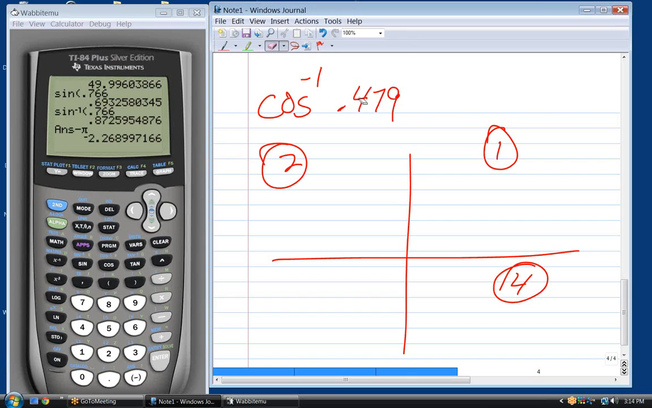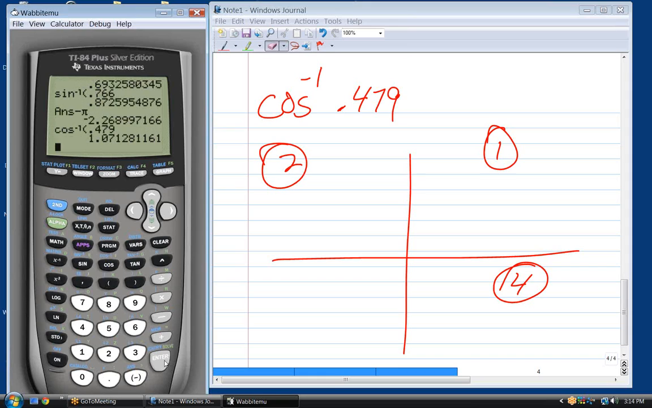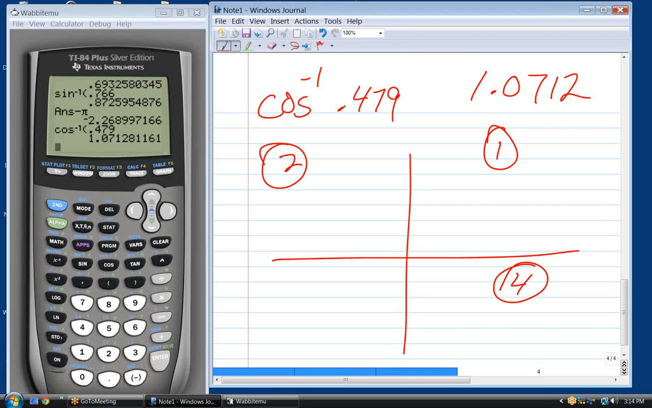So, let's see, cosine is, well, that's in radians. And it's 61.379 in degrees. 61, not 9.